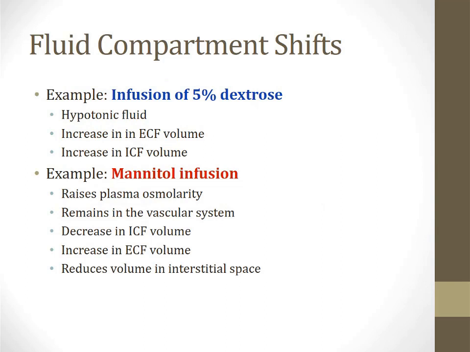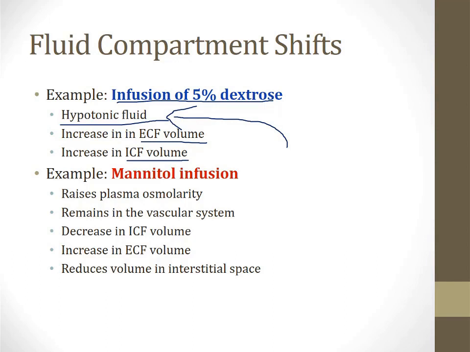Now consider what would happen if we infused a solution of 5% dextrose into a patient's veins. This is something we sometimes do clinically. This solution is hypotonic compared to plasma. That means it has a lower osmolarity compared to plasma. What this will do is increase the extracellular fluid volume, obviously, because we're infusing solution into a patient's veins, and the veins are part of the extracellular space. But in addition, we are going to increase the intracellular fluid volume. That's because this is a hypotonic fluid. It has a lower osmolarity compared to what is normally found inside of cells, so water will be drawn into the intracellular space.